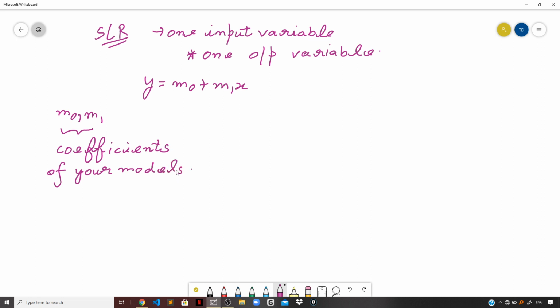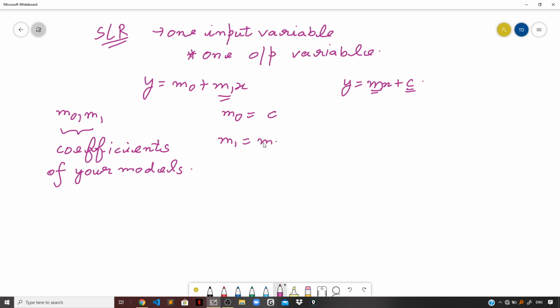Now, if we relate the equation of our simple linear regression with the equation of the straight line that we discussed previously, which was y is equal to mx plus c, you can easily deduce that m0 is equal to c and m1 is equal to m, which is the slope of the line.